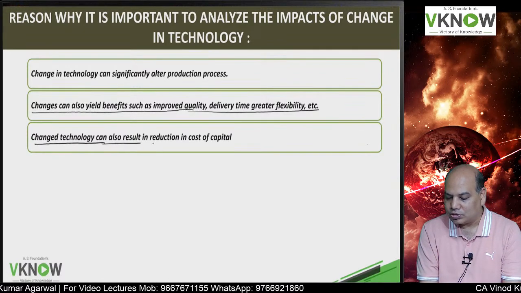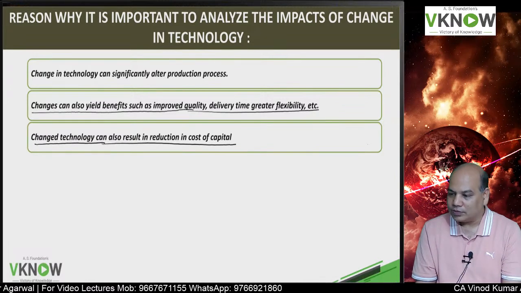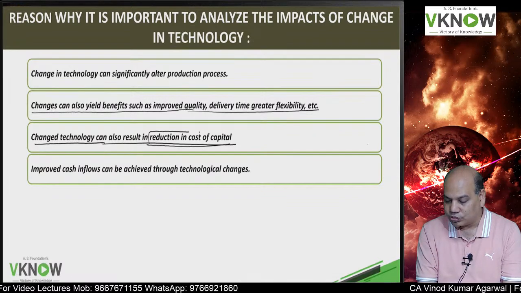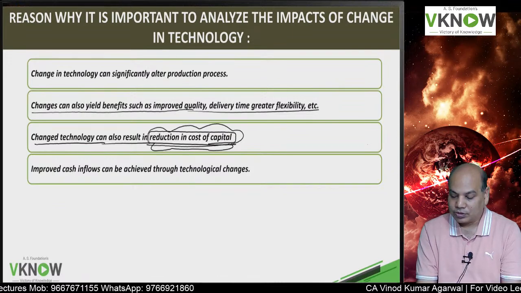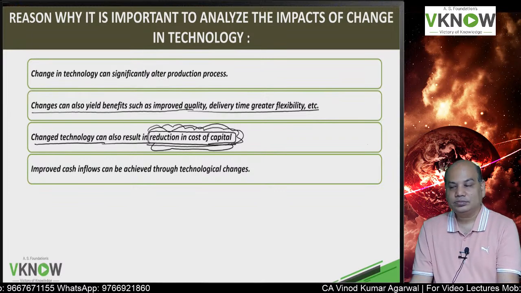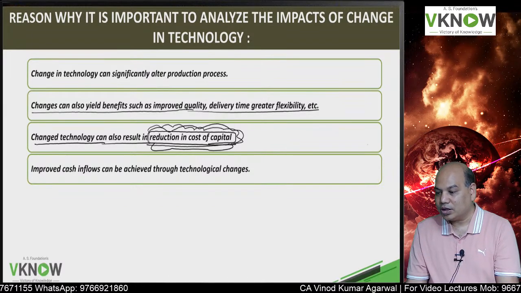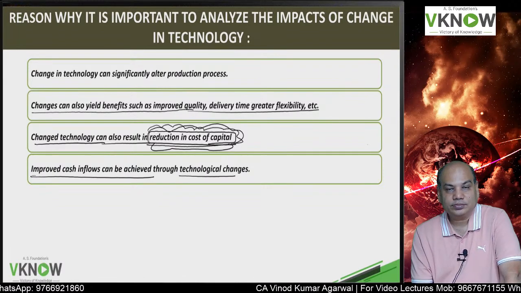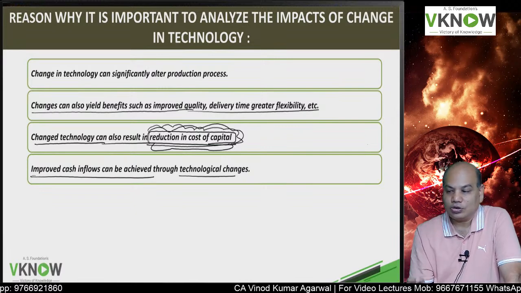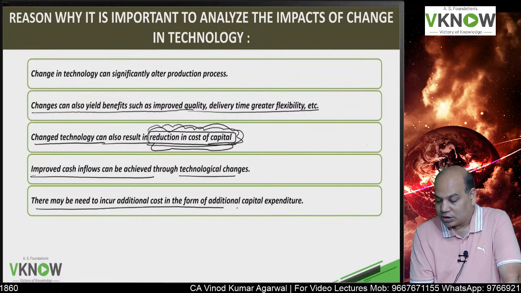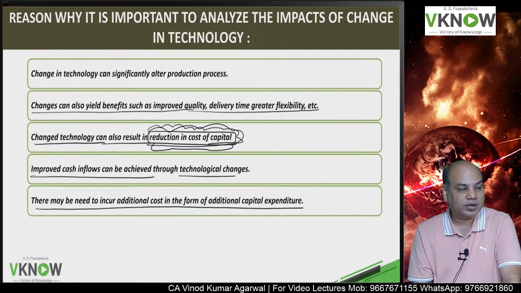Changed technology can also result in reduction in cost of capital also. Cost of capital can also reduce. If the profitability increases, cost of capital can reduce. If the company can negotiate lower interest rate, then cost of capital can reduce. Technology changes can also have a positive effect. If you can adopt the new technology, it can bring more cash flow to you. Technological changes will require additional capital expenditure.